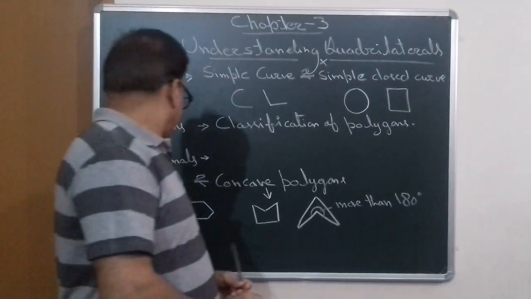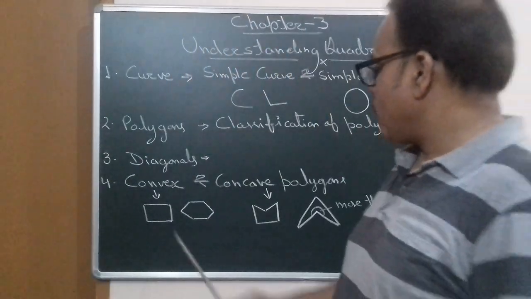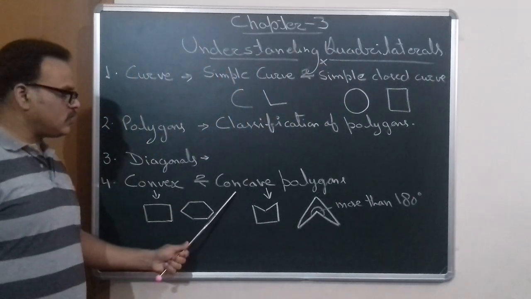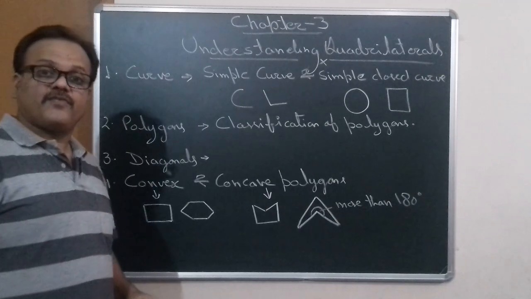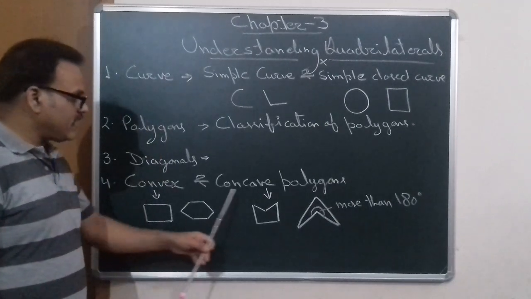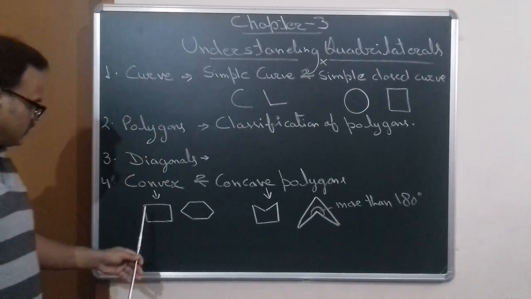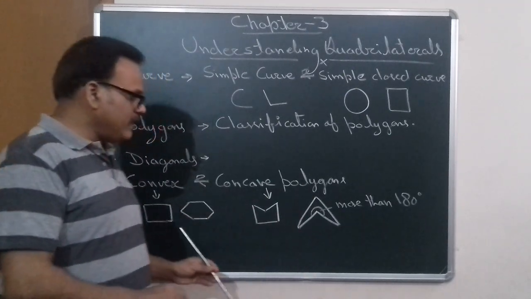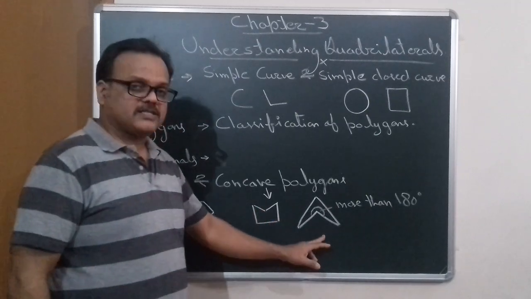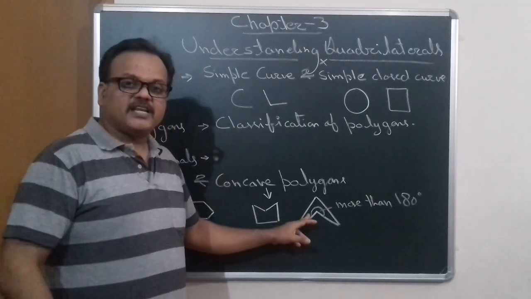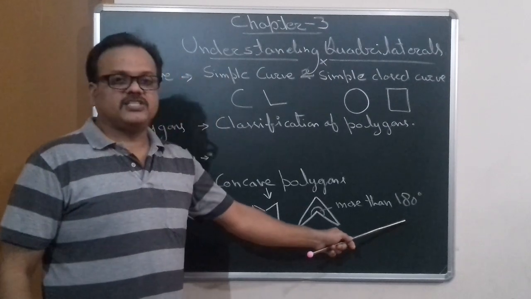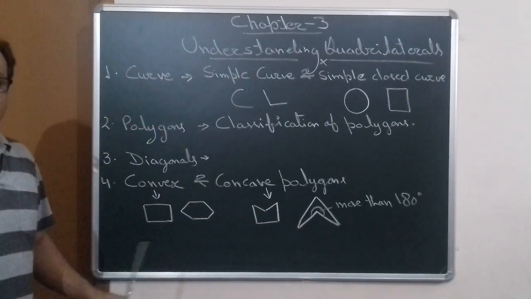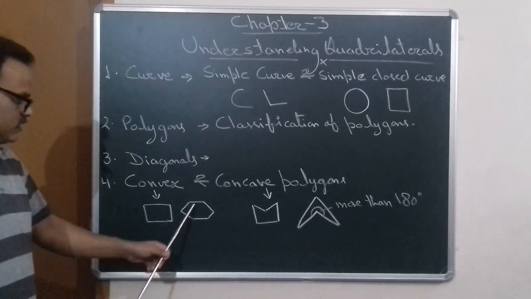Okay. Now next is convex or concave polygon. What is convex and what is concave? In the case of lenses in physics, you read convex and concave. Convex like this, concave polygons, the figure is like this. The only difference is that in concave polygons one interior angle is more than 180 degrees, and in convex polygons all the angles are less than 180 degrees.